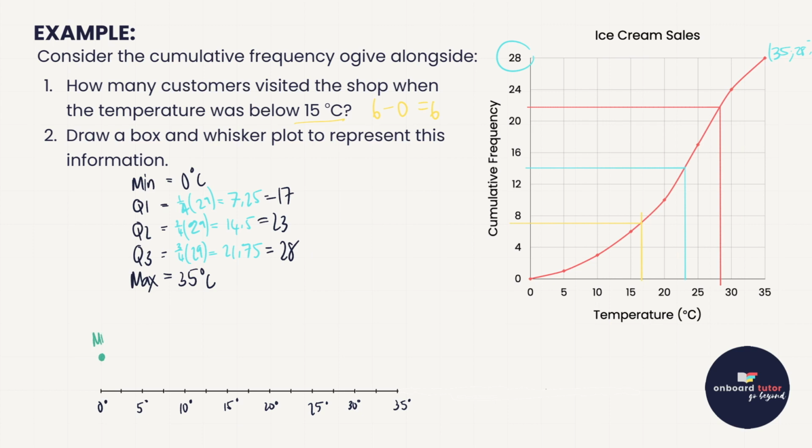So 0 is my minimum. 35 there is the maximum. And I've got my quartiles at 17. So I'd say that's about there. At 23 and 28. So all that's left to do now is draw accurately the whiskers and then get these boxes drawn nice and neatly. So there we go. I'm going to finish all my lines and make sure that it is as accurate as possible.